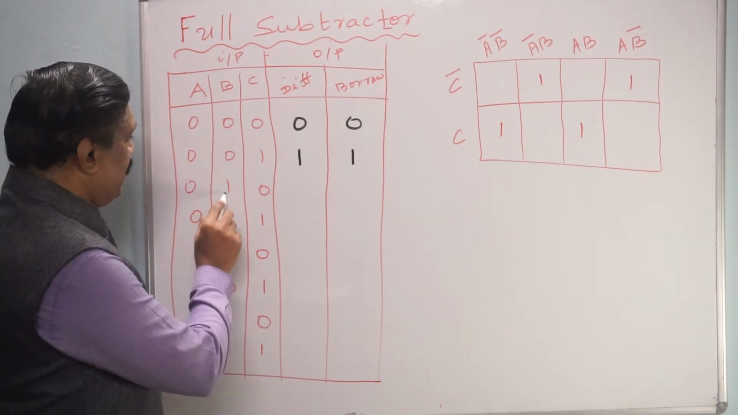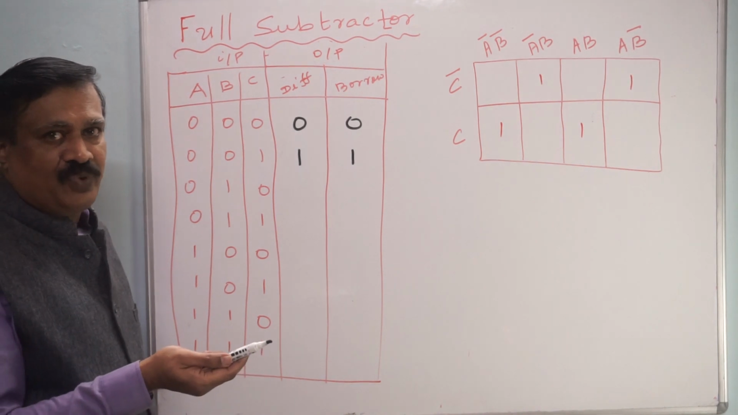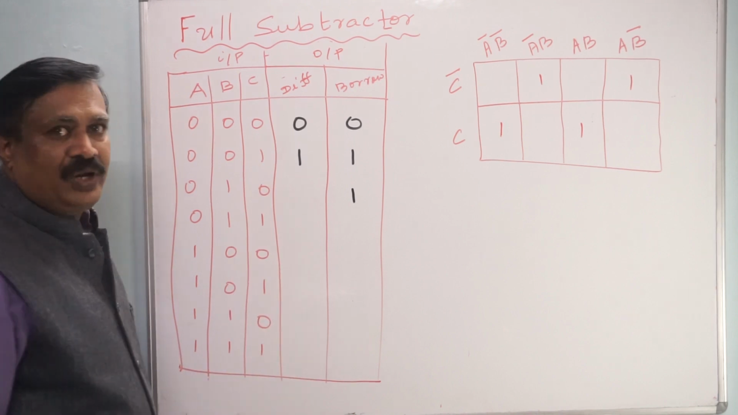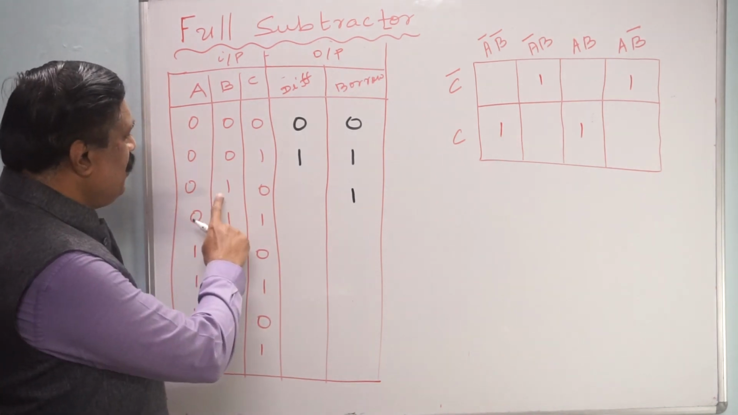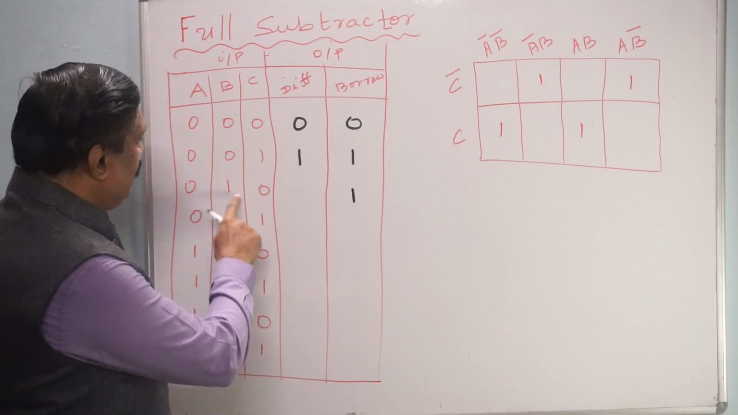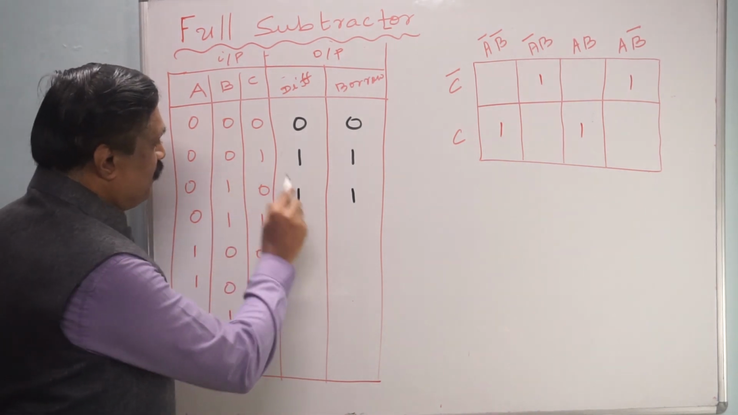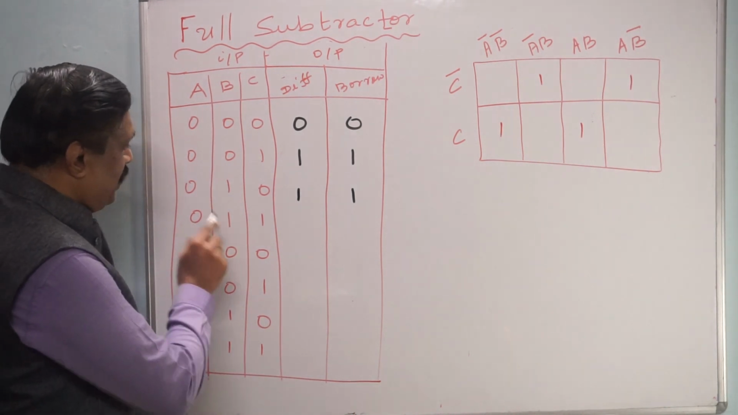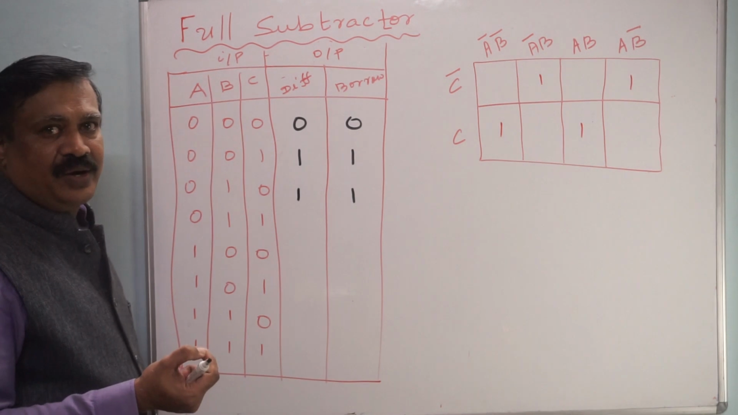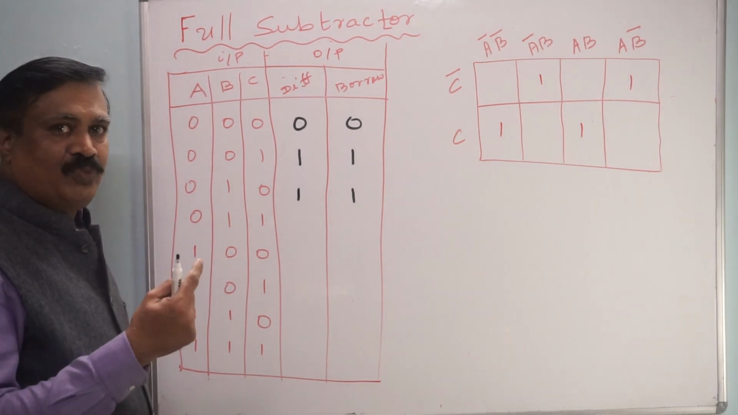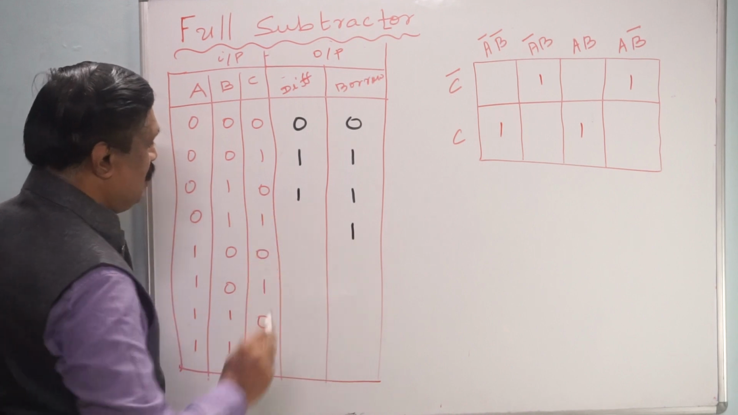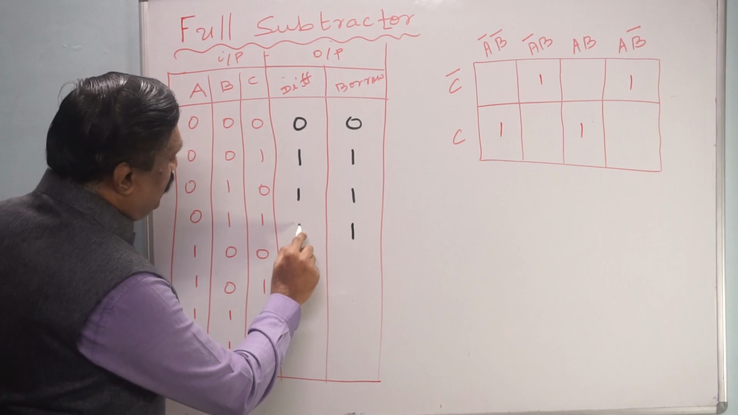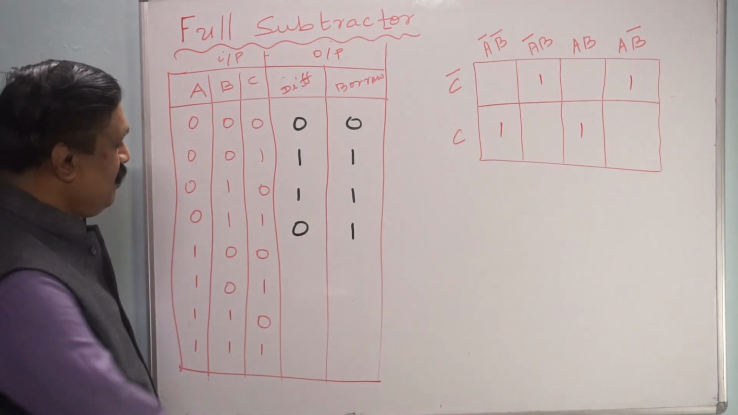Now 0 minus 1, or 2 minus 1 you can say. That means you are borrowing, therefore put borrow. 2 minus 1, how much? 1. And 1 minus 0, therefore 1. Therefore borrow 1, difference 1. And here 0 minus 1, therefore borrow is there. 2 minus 1 is 1, and 1 minus 1, 0. Therefore difference is 0, and you are having borrow.